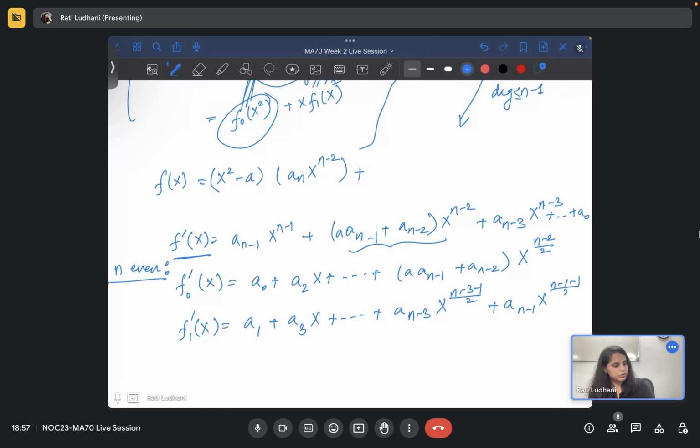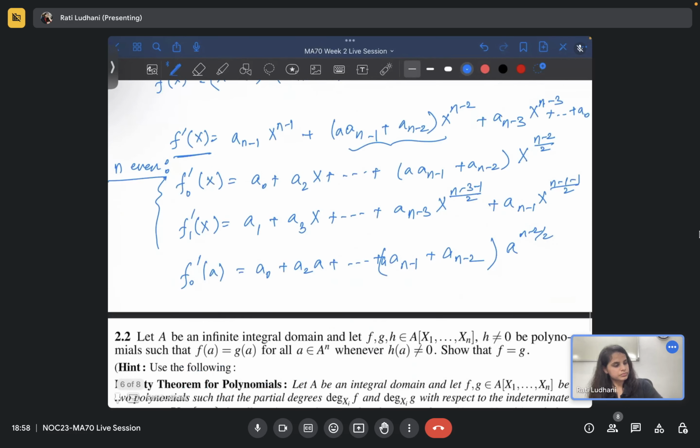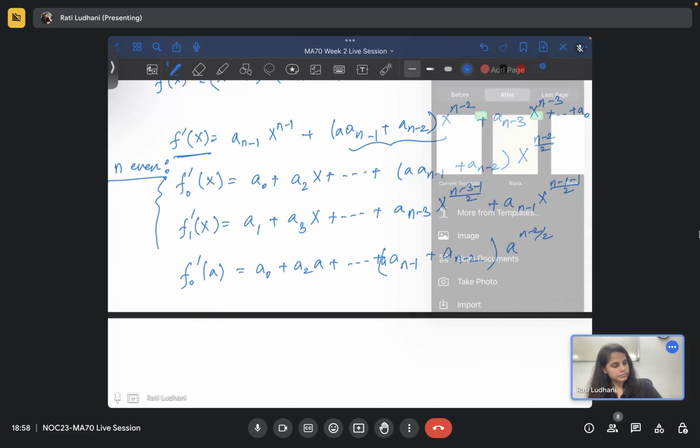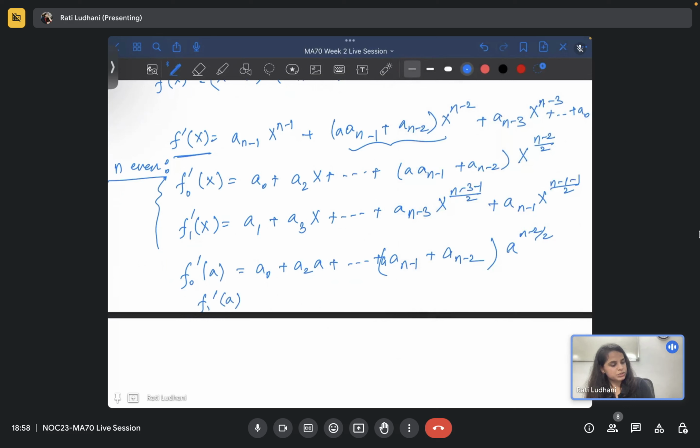Okay, so you got these two expressions, and note that when you take a, you will get a0 plus a2a up to and so on, a n minus 1 plus a n minus 2. So there is a also, a raised to power n minus 2 by 2. And f1 dash of a will be a1 plus a3a, a n minus 3, a raised to power n minus 4 by 2, plus a n minus 1 x raised to power n minus 2 by 2.